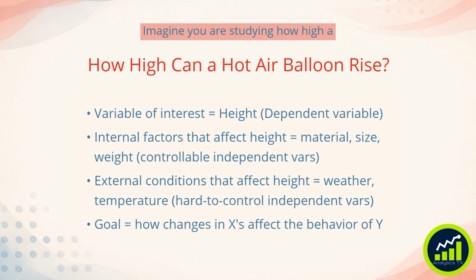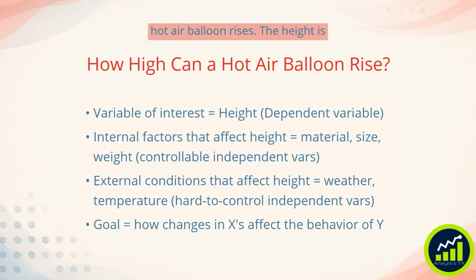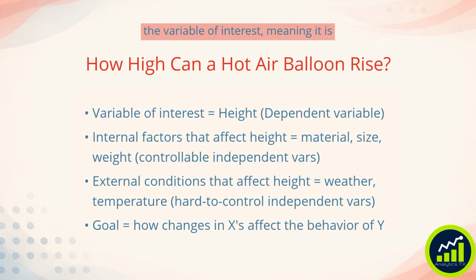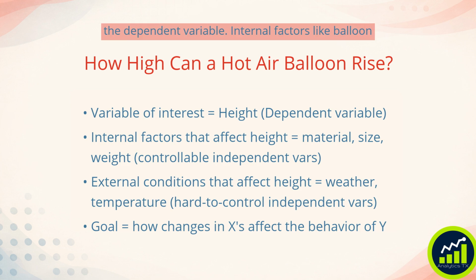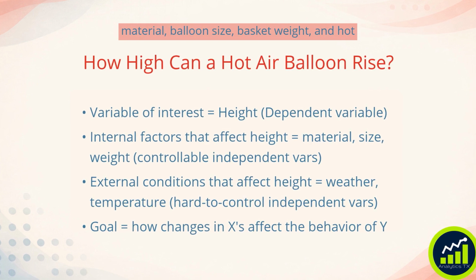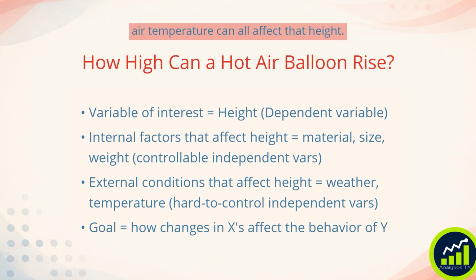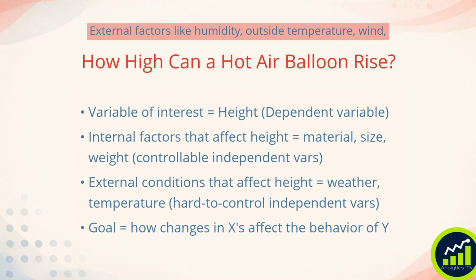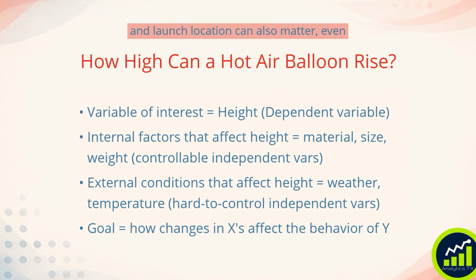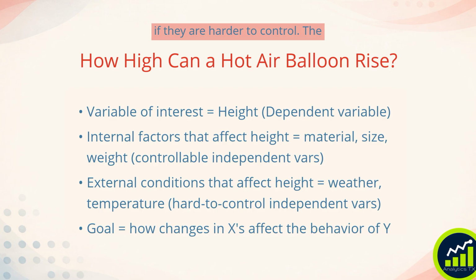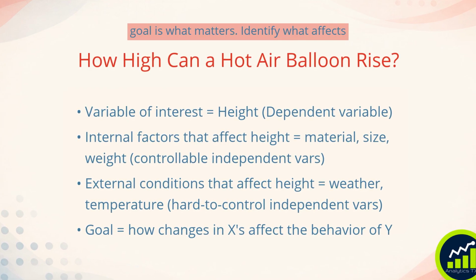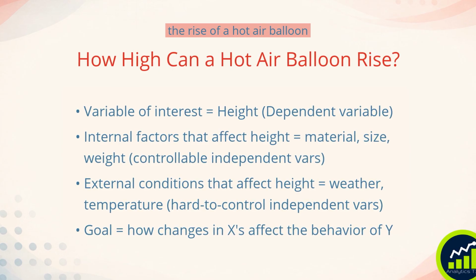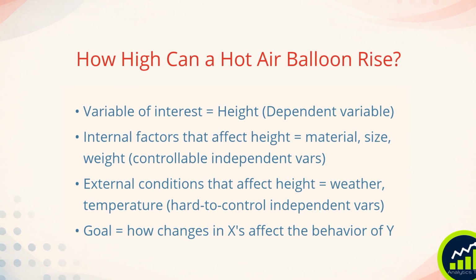Imagine you are studying how high a hot air balloon rises. The height is the variable of interest, meaning it is the dependent variable. Internal factors like balloon material, balloon size, basket weight, and hot air temperature can all affect that height. External factors like humidity, outside temperature, wind, and launch location can also matter, even if they are harder to control. The goal is what matters. Identify what affects the rise of a hot air balloon and how.